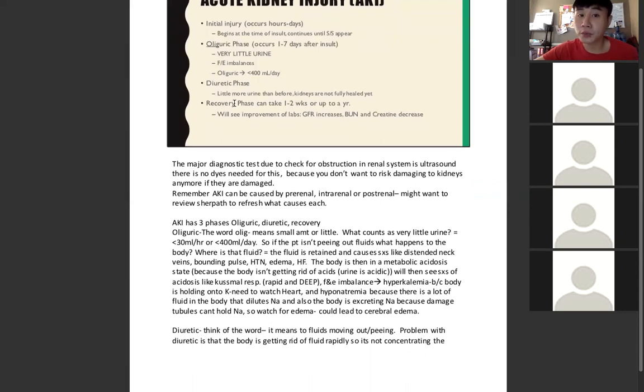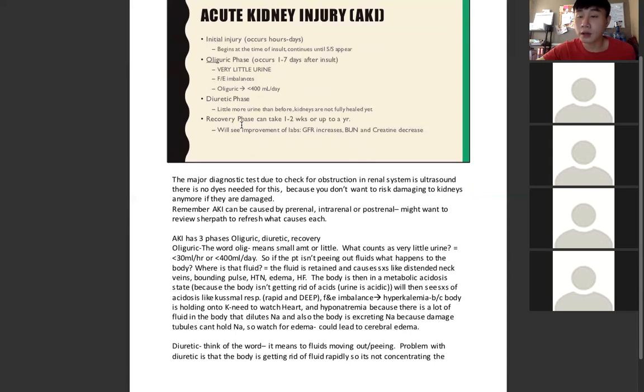Next, we have the diuretic phase. The diuretic phase is when the kidney is a little recovered, so it produces more urine. However, it's still not returned to how it was before, but it's better than when it was in the oliguric phase. It's starting to produce urine.